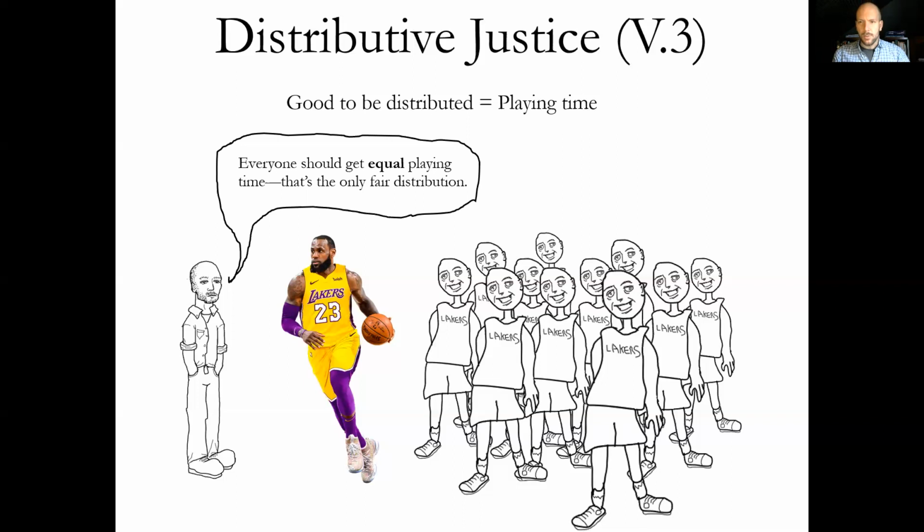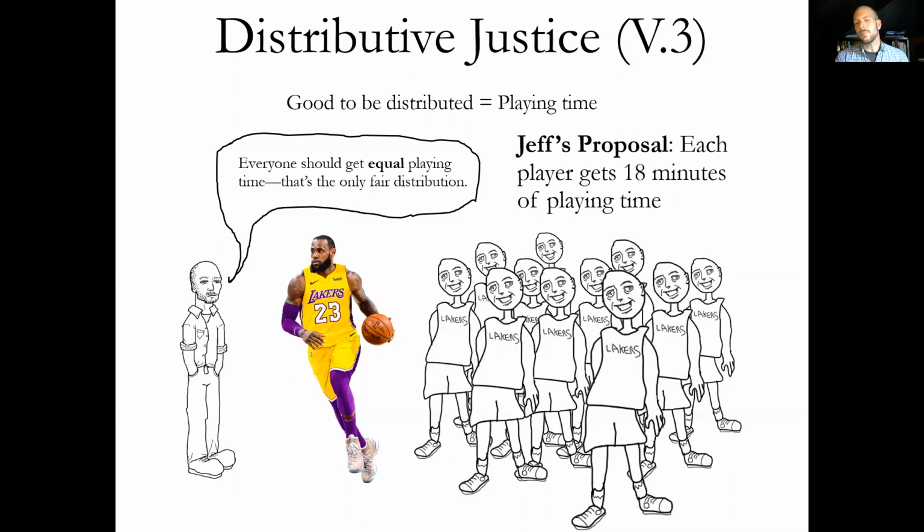Why should you get more? Why should I get less? Why should he get less? Why should he get more? Fairness requires everybody gets the same amount. We're all equally members of the team. We should all have equal playing time. And if you figure out what that would amount to, it'd be about 18 minutes.